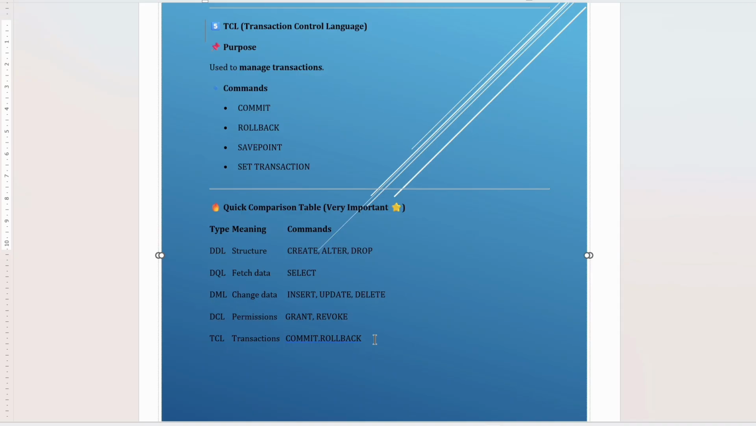Okay, in upcoming classes we will be implementing the SQL queries in MySQL.